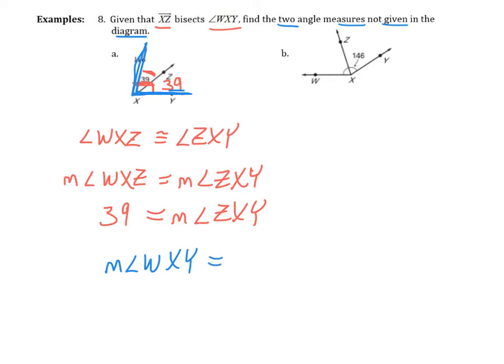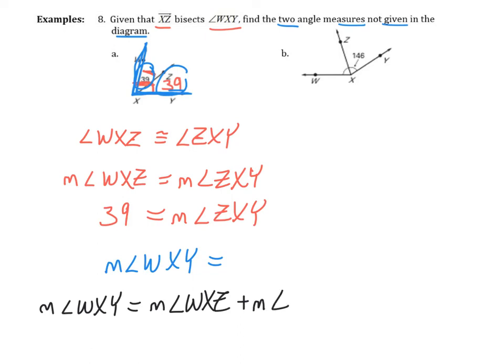Well, this one is just going to be the sum of the two smaller angles. So essentially I'm using the angle addition postulate, where I'm saying that WXY is going to be equal to the measure of angle WXZ plus the measure of angle ZXY. Well, once again, I know both of those are 39, so it looks like my larger angle is going to equal 78 degrees.